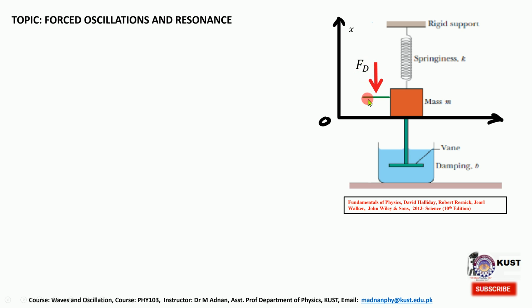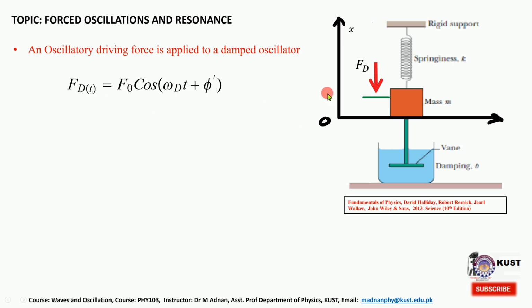Now with the help of this constant periodic force, the amplitude of the oscillation will either increase or remain constant, since we have a dissipative mechanism as well. So in the forced oscillator, we have an oscillatory driving force that is applied to the damped oscillator. The magnitude of that force is F naught cos of omega d t plus phi prime, where F naught is the magnitude of the force and that force is harmonic in nature with a frequency omega d.